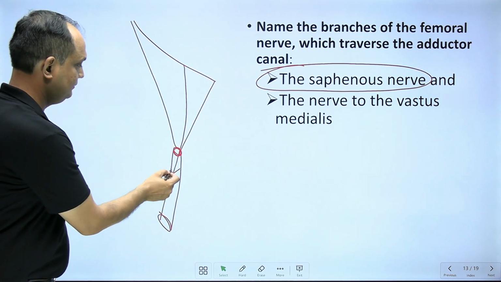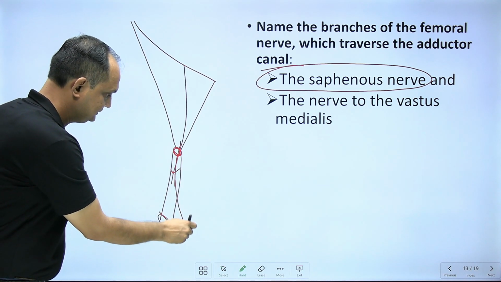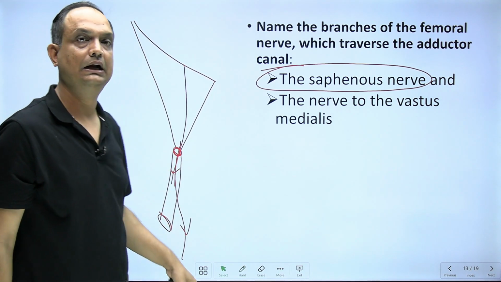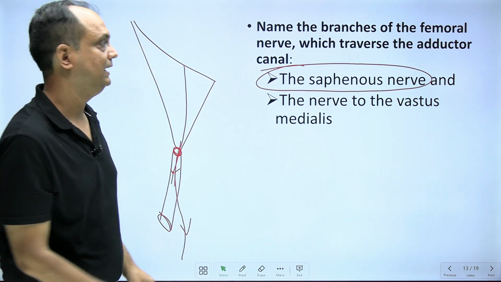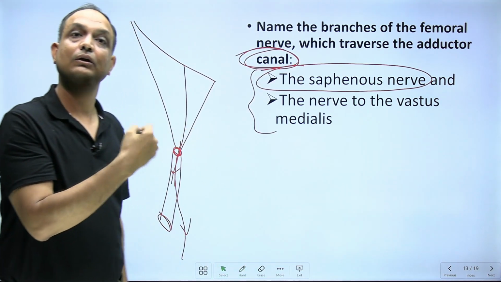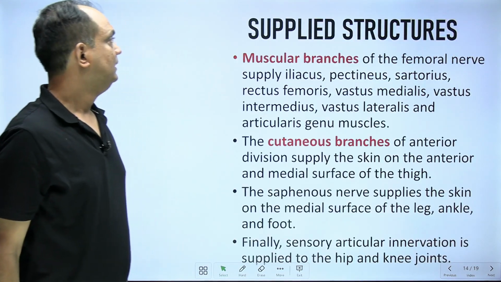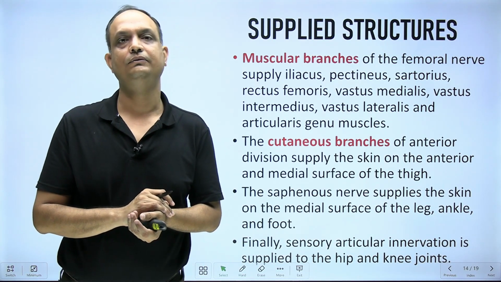But this saphenous nerve does not go posteriorly. It will enter, and from the upper part of the adductor canal, it pierces and comes out on the medial side. So please keep in mind that these two structures, though they are passing into the adductor canal, are not going into the popliteal fossa. Clear?